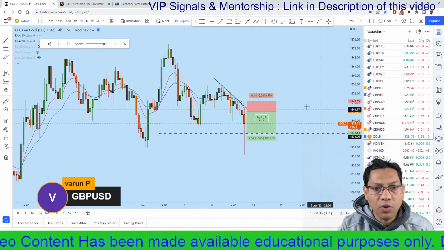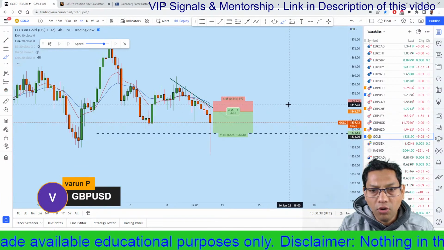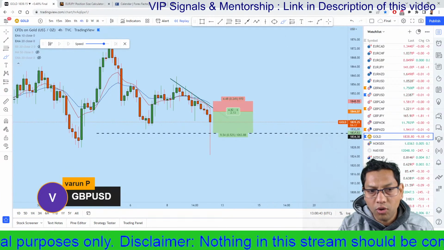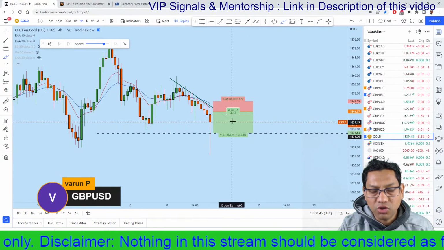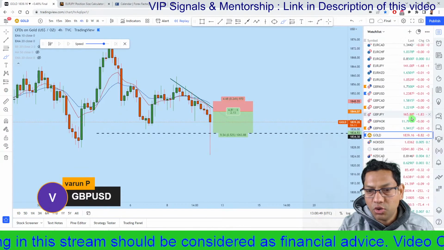We'll keep the gold pending order on, okay, because it's still one more hour to go on the gold candle, and I strongly believe that it will go up again, hit our entry, and should come down.